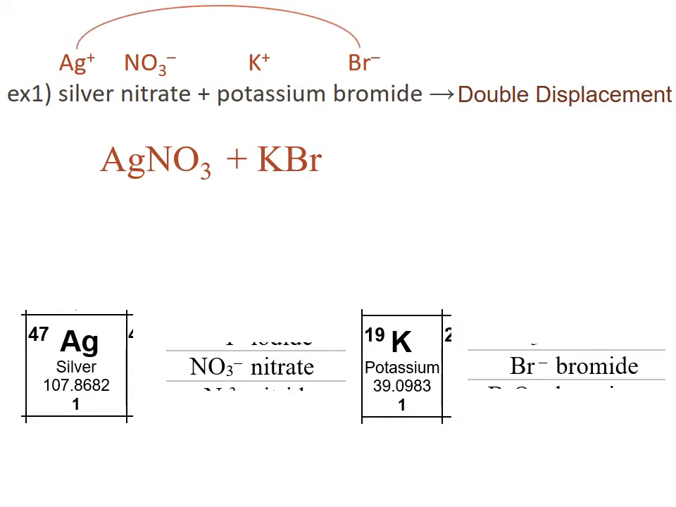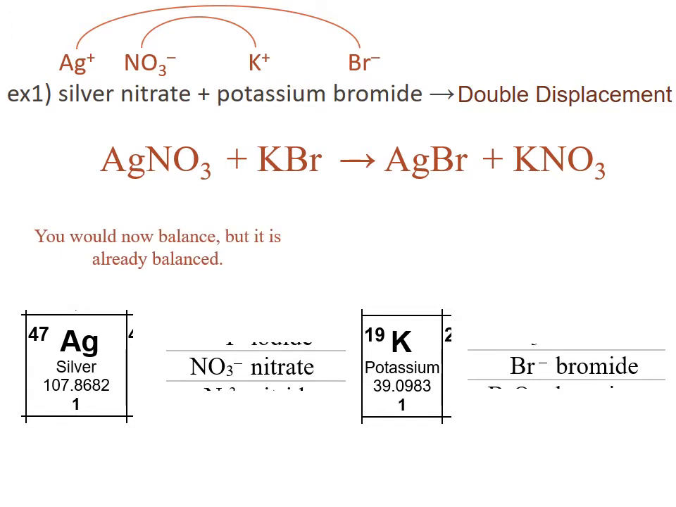Now silver is going to go with bromide when we undergo the double displacement. That's a +1 -1, so I need 1 silver to give me a +1, 1 bromide to give me a -1 charge. Potassium is going to go with nitrate. Remember, we always write our positive first, our negative second. Lowest common charge is 1, so I need 1 potassium to give me a +1 charge. I need 1 nitrate to give me a -1 charge. You would balance the equation now, but it is already balanced, and we're good to move on to the second example.